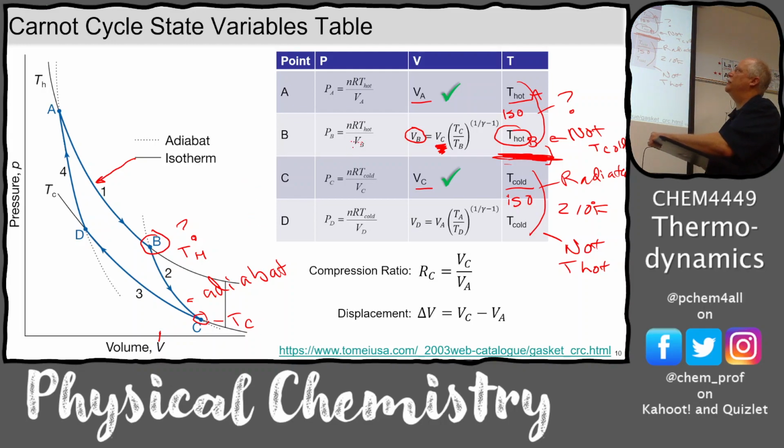So we could use these adiabatic relationships to calculate the volume of B by connecting it to C, and then we calculate the volume at D by connecting it to A. See over here, this volume of D is connected to A with an adiabatic relationship. And then we also have T hot on top and T cold on bottom.